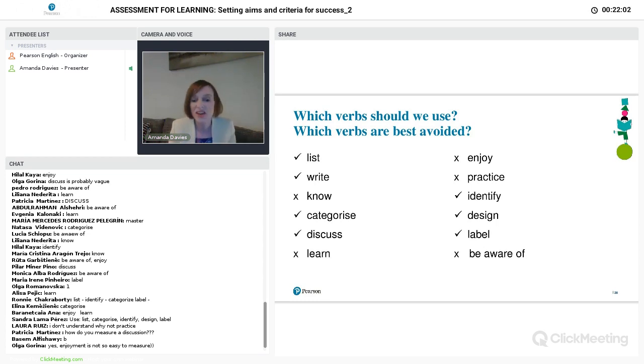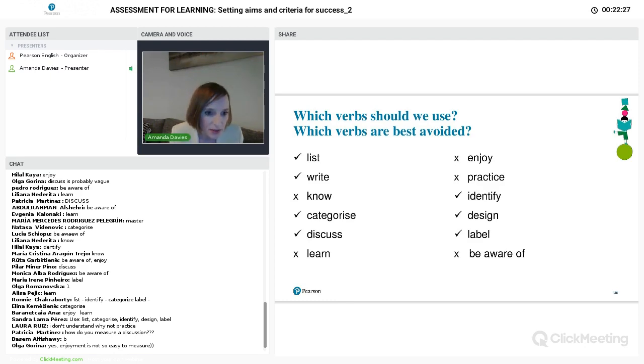Enjoyment is not so easy to measure, though. And also, I think we have to remember that enjoyment isn't a sign of a good lesson or a bad lesson. Some lessons I've taught have been not great teaching, but the students enjoyed it. So, you know, it's a tricky one. Students might love a lesson where, you know, everything goes wrong. Who knows?